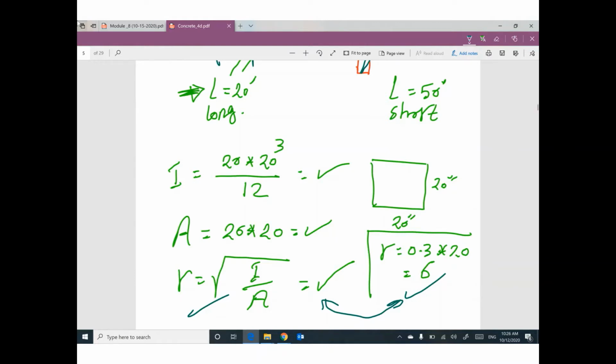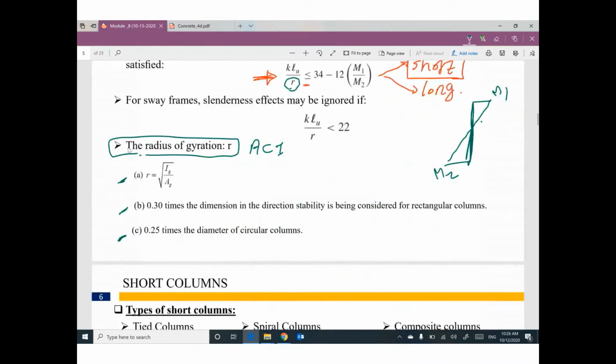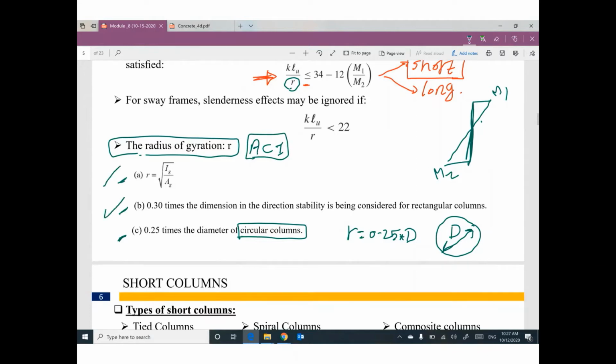If you are talking about a circular column with a diameter D, radius of gyration equals 0.25 times the diameter. I'm not talking about my equations or my opinion. I'm talking about the values provided for r in ACI. So this one is okay, this one is okay, this one is okay. But remember, the third one is only for circular columns.